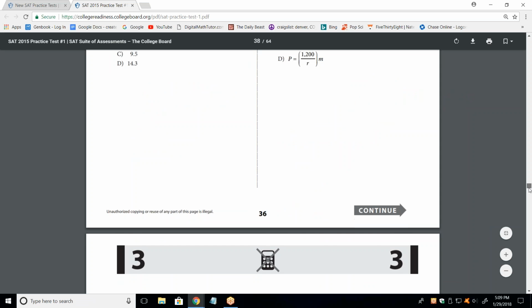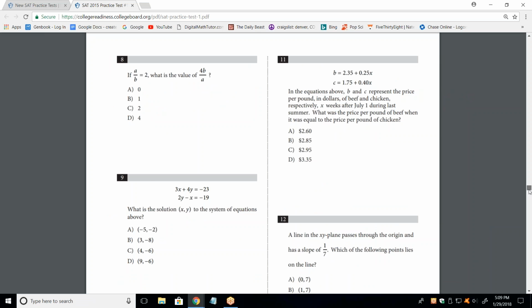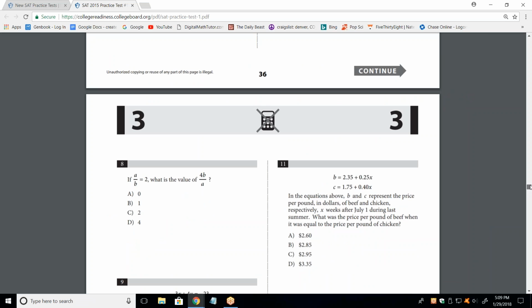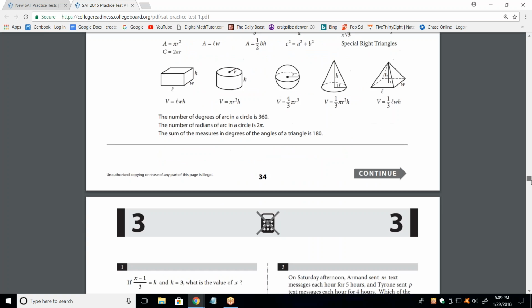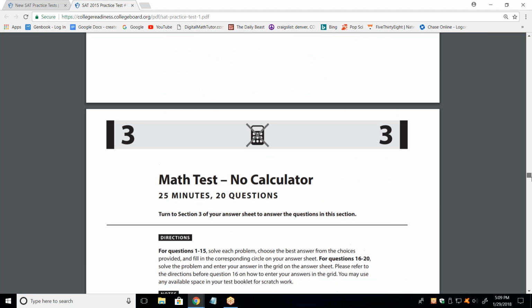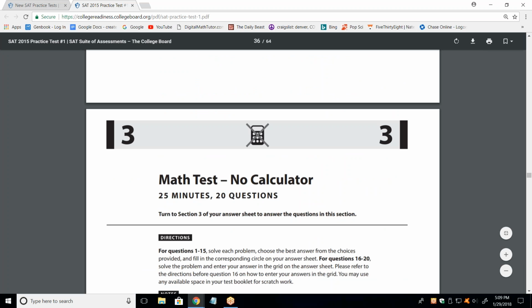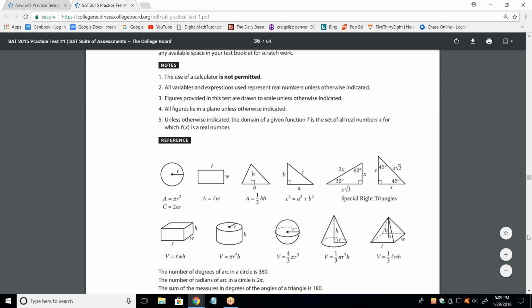Eight is the next one. This is still, oh no, hold on. The first section was, oh, I apologize. The first section was no calculator. So all of these questions we've been answering, you could not use a calculator. They will have another section that has approximately 20 questions where you can use a calculator.